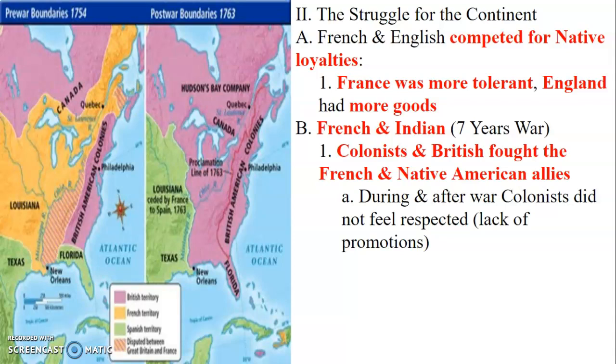During and after the war, the colonists did not feel respected by the British. So even though the colonies and the British were working together, they did not feel the respect that they needed from the British. They were just pretty much their lackeys.